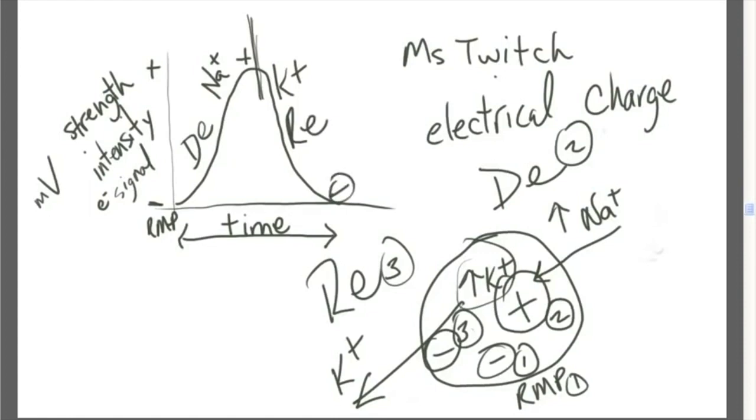It becomes negative. See, that's what the graph meant. When you saw a muscle twitch, it was the event of depolarization and repolarization on a graph. And on a skeletal muscle, this time period is very, very short for a twitch. Very short.